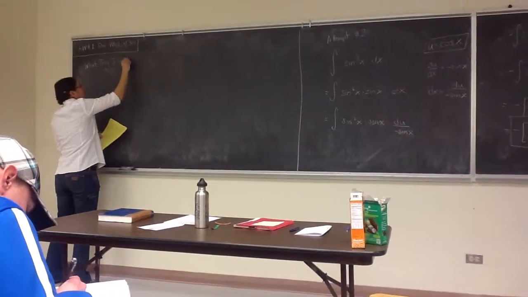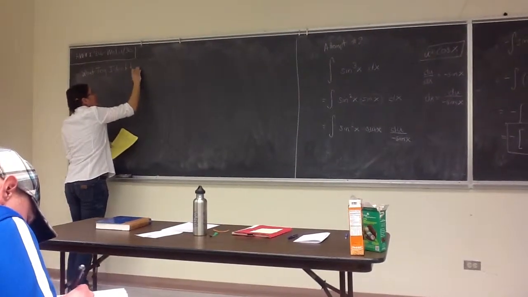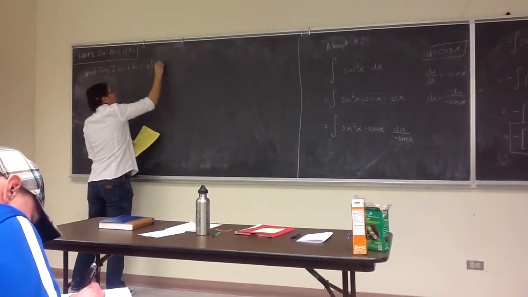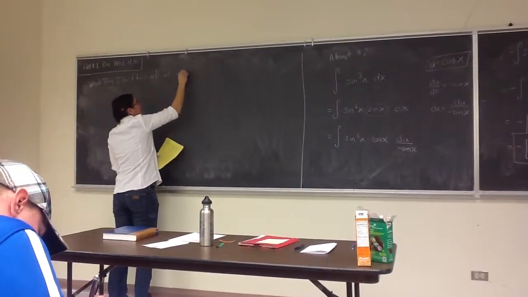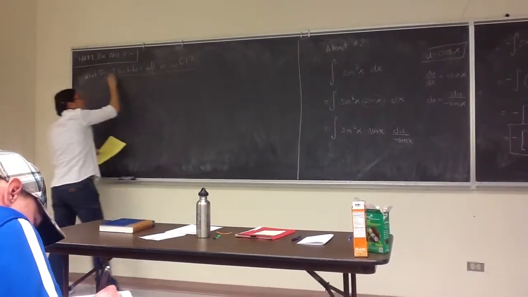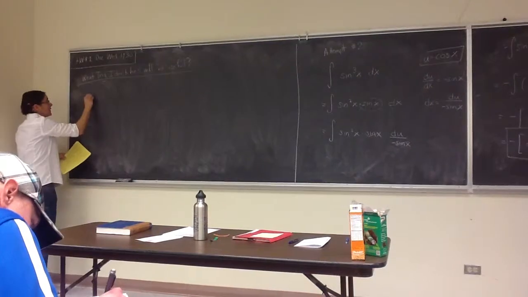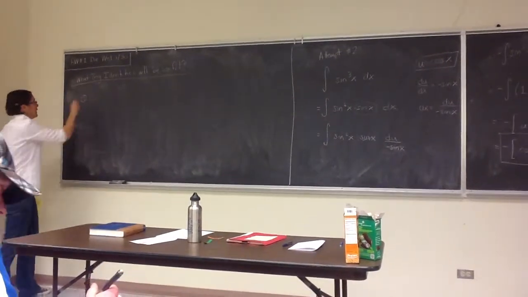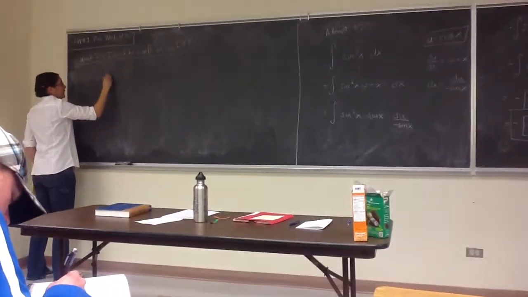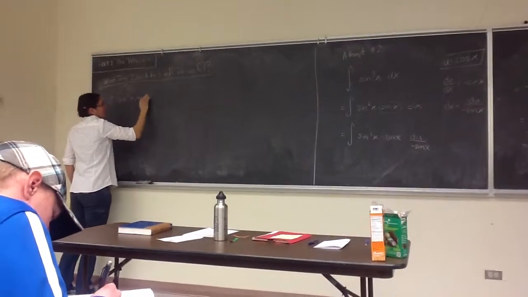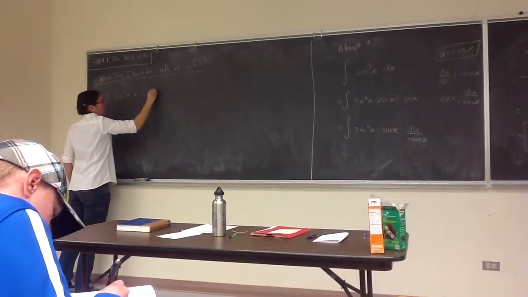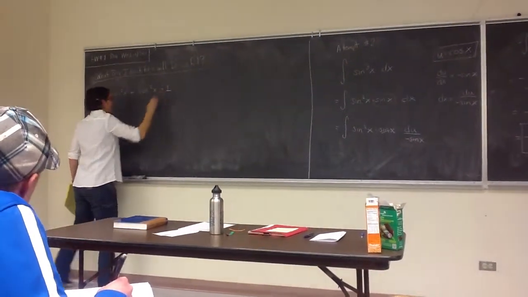What trig identities will be useful? And there are 4 of them. The first one is our standard sine squared x plus cosine squared x is equal to 1.